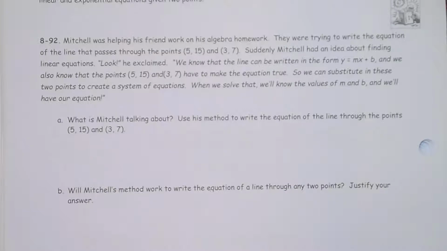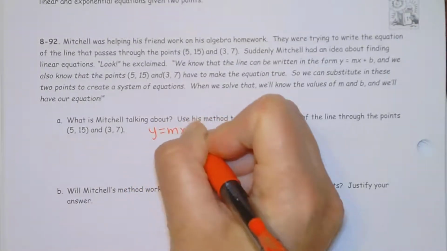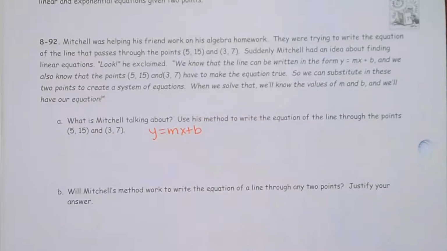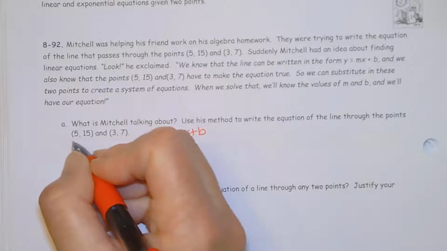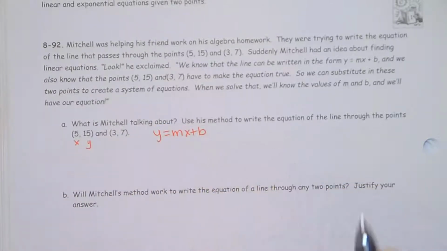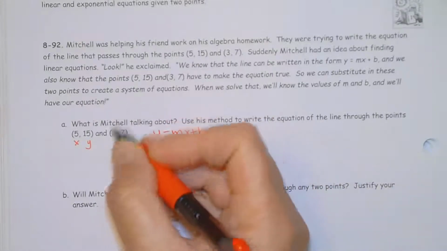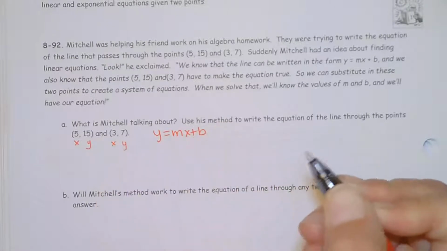Part A says, what is Mitchell talking about? Use this method to write the equation of a line through the points (5, 15) and (3, 7). So what we're going to do is take y = mx + b, and we are going to be writing two equations. One for the point (5, 15), putting 5 in for the x and 15 in for the y. And then a second equation using (3, 7), putting 3 in for the x and 7 in for the y.